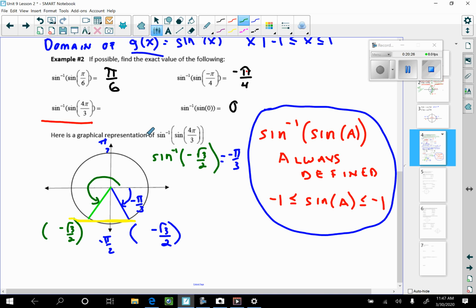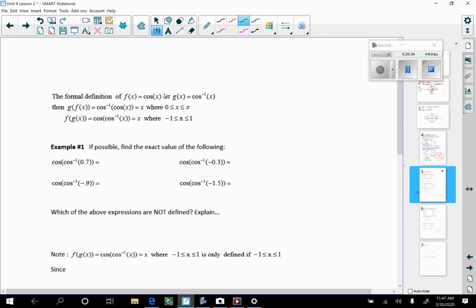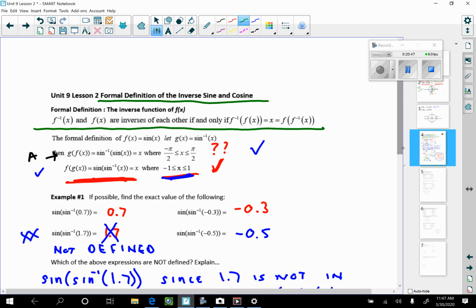So I'm out at 20 minutes. I want to keep my videos at 20 minutes. I will continue with this tomorrow. The formal definition of cosine and inverse cosine, I'll limit that definition tomorrow. I will start that video tomorrow. Today, we're just going to talk about inverse sine and sine.